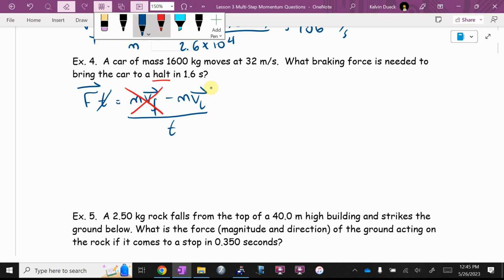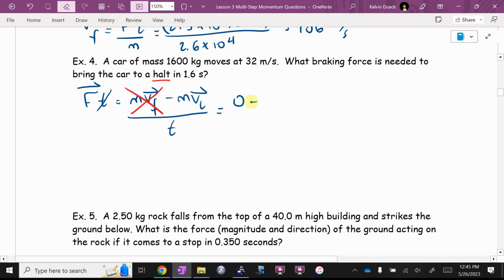And in fact, I can start plugging in numbers. It's going to be 0 minus what was M, what was VI? 32. All over what was T? 1.6. I can do this in my head. Try this on your calculator. 1,600 divided by 1.6. I'm pretty sure it's going to be 1,000.